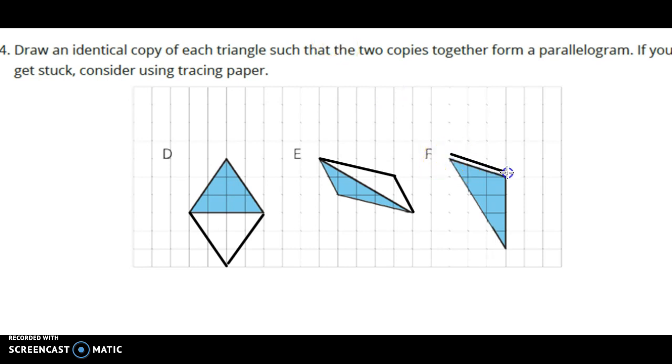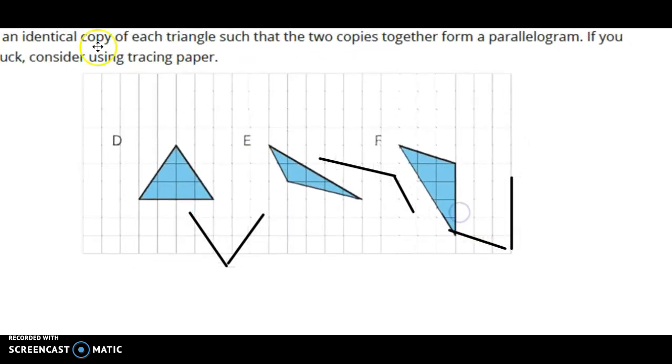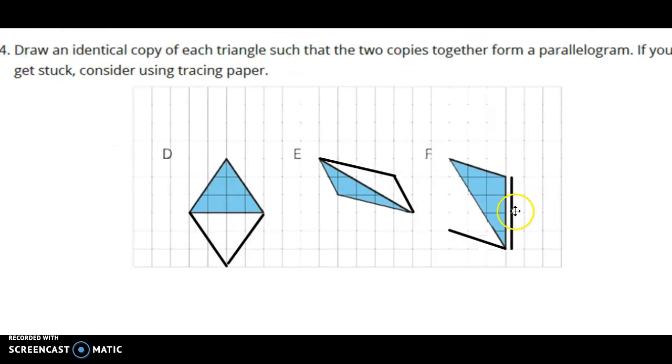Again, I wanted to draw my lines that are parallel. Move it straight across. Draw my line that's parallel. Oh, Lord, that's not what I wanted. Move it straight across. All right, so yours should look about like this.